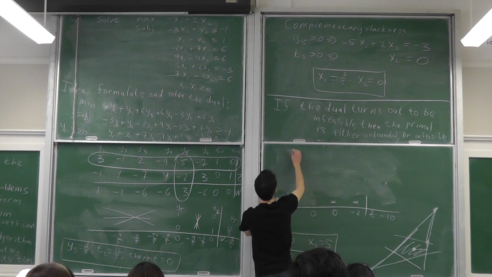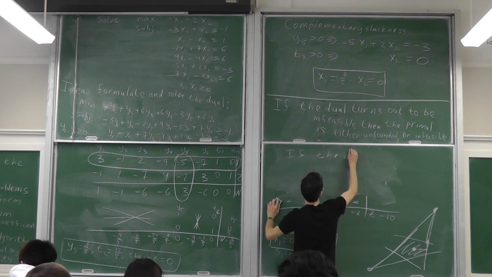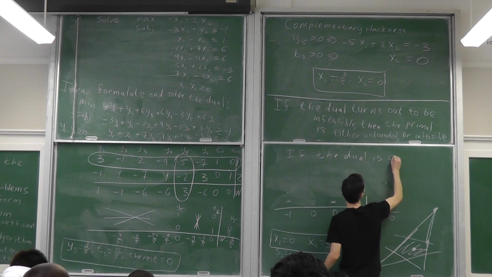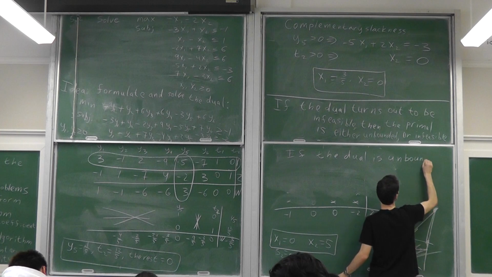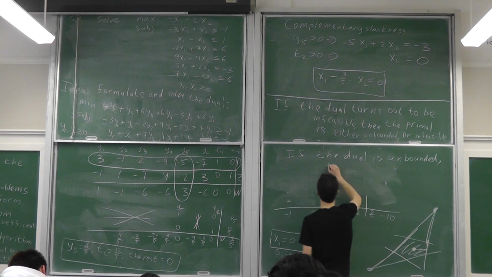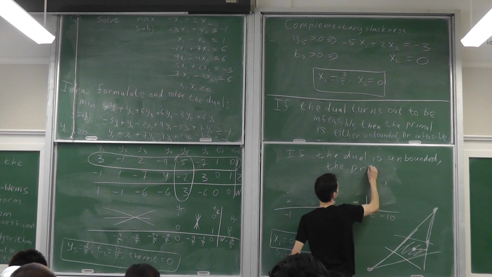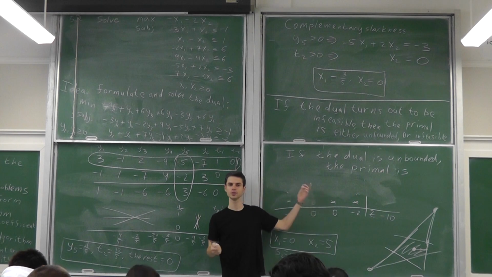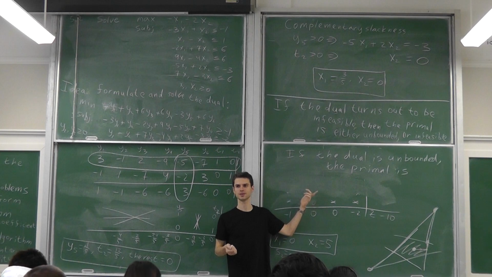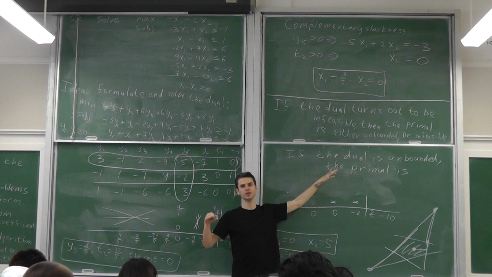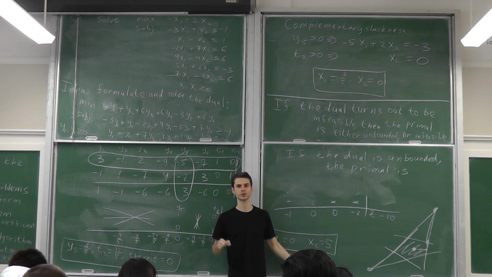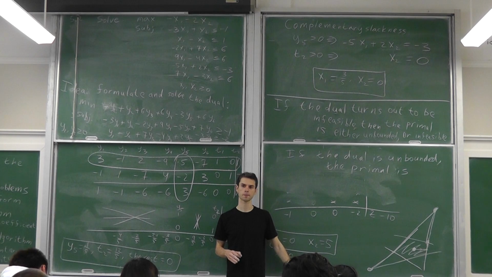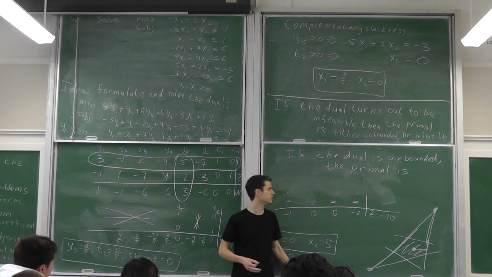Okay, also if the dual is unbounded, the primal is, well, this one is simpler. What is it? If you can have arbitrarily small values of the objective function for the dual problem, what can you say about the primal one? Infeasible, yes.